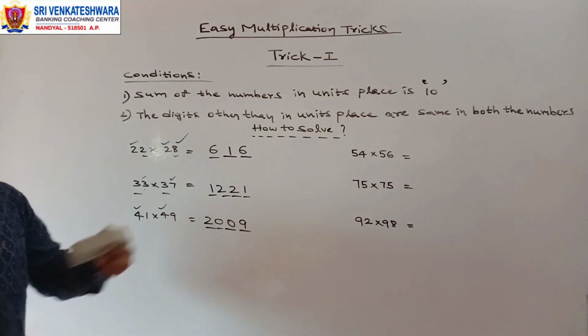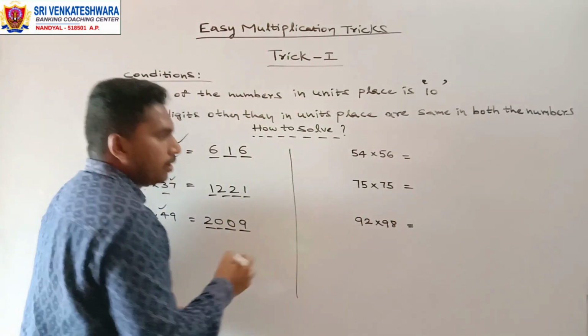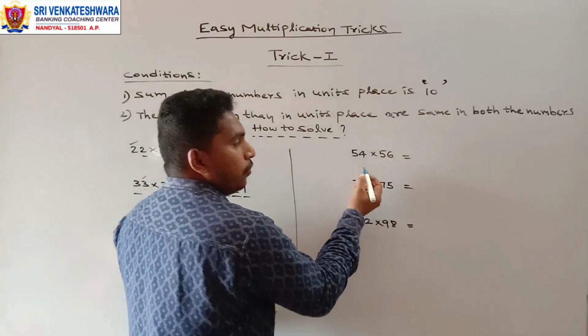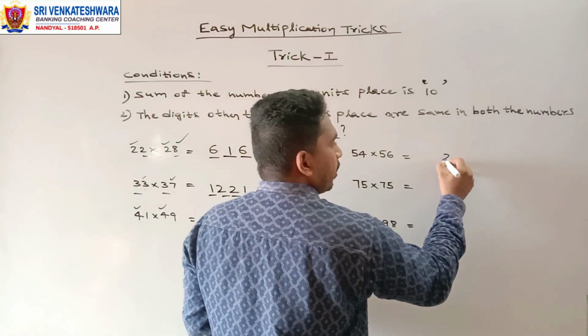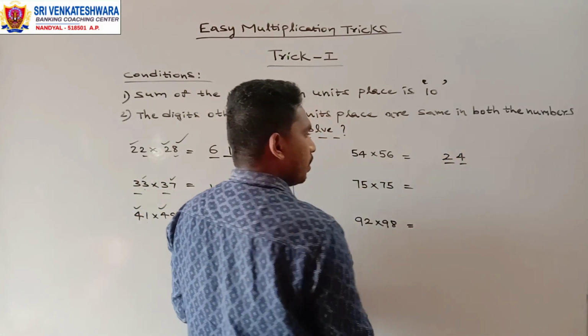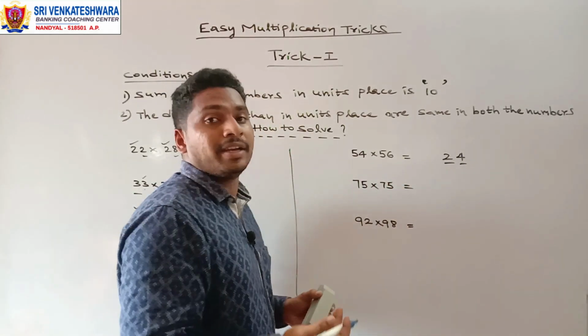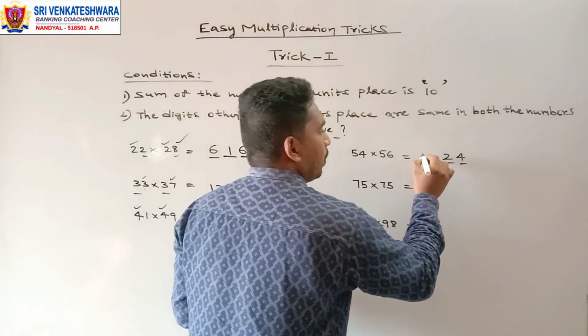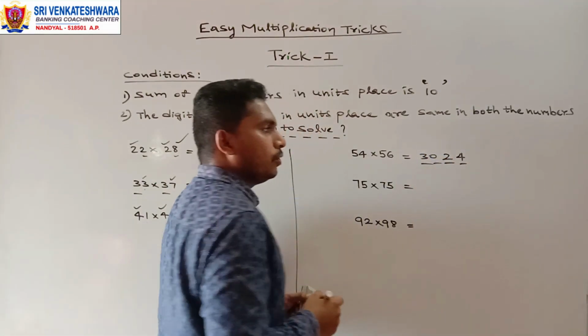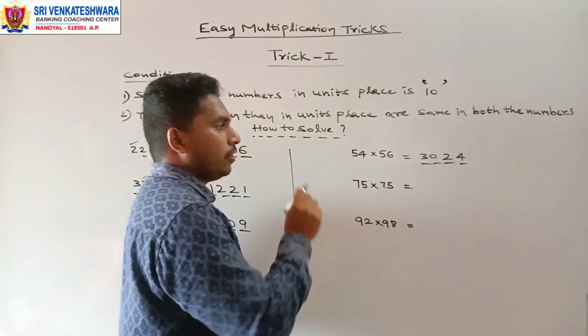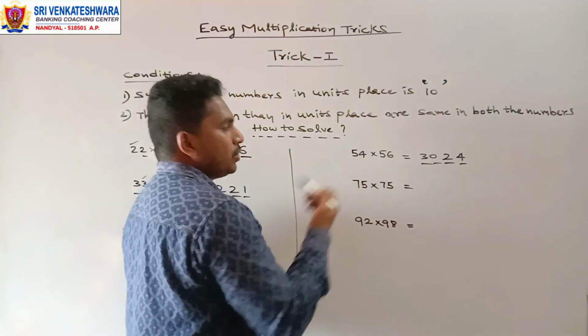Like that. So let us solve a few more. Now here 4 into 6, that is 24, right? 24. 5, 5. What comes next to 5? That is 6, right? 5 6s are 30. So 3024 will be the product of these two numbers.